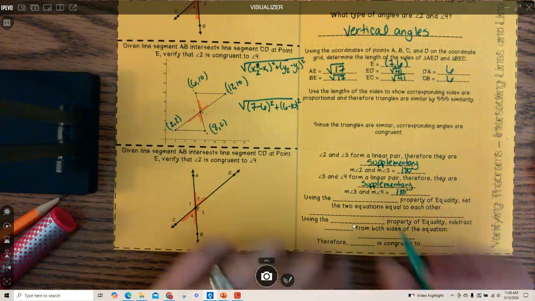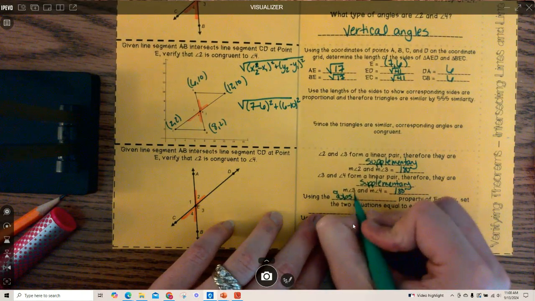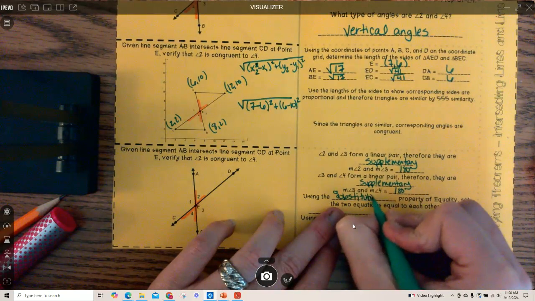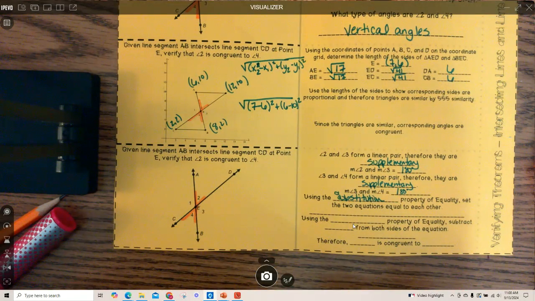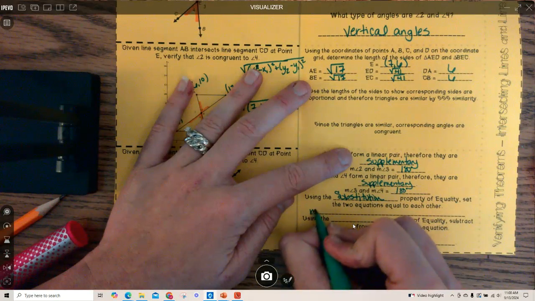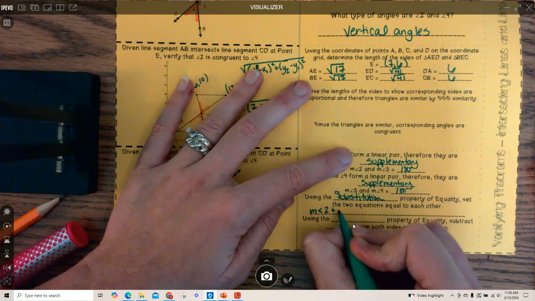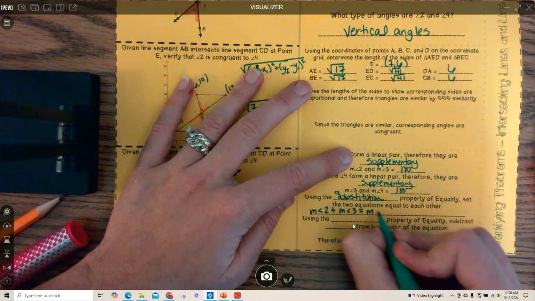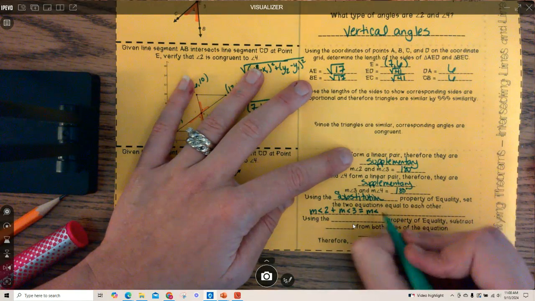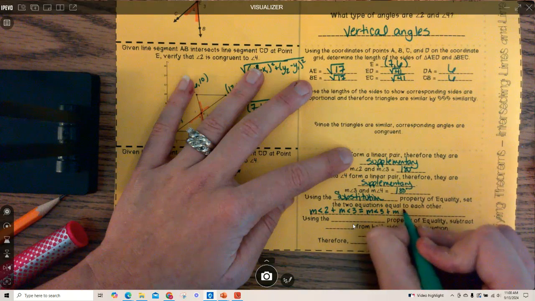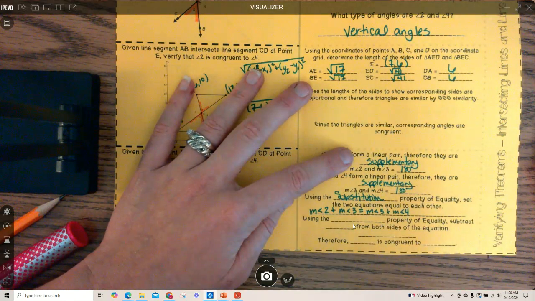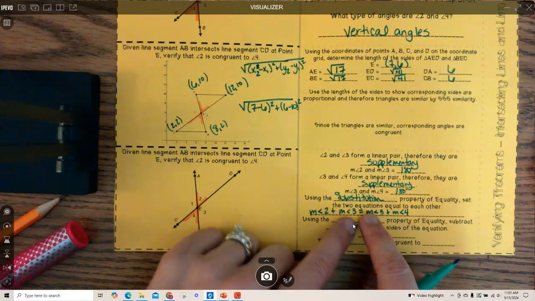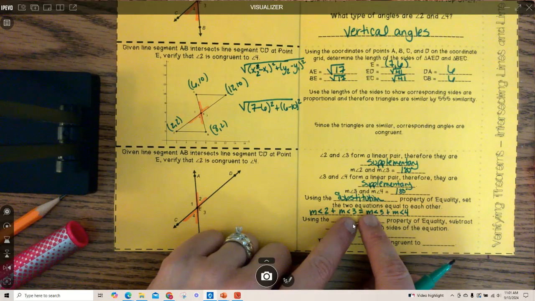And then using the substitution property of equality, set the two equations equal to each other. So the measure of angle 2 plus the measure of angle 3 would be equal to the measure of angle 3 plus the measure of angle 4. See how we've got the 3 on both sides here?